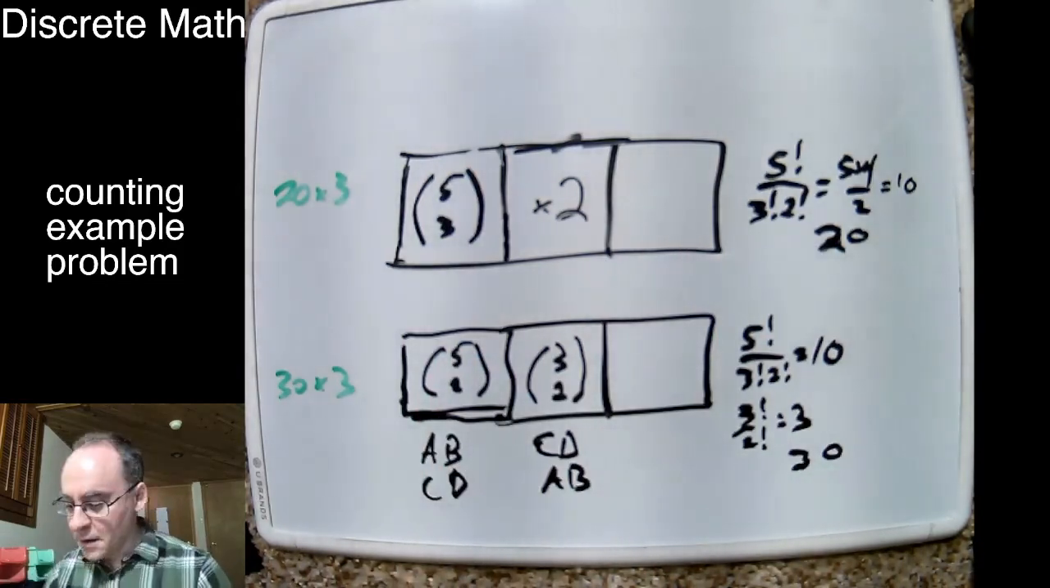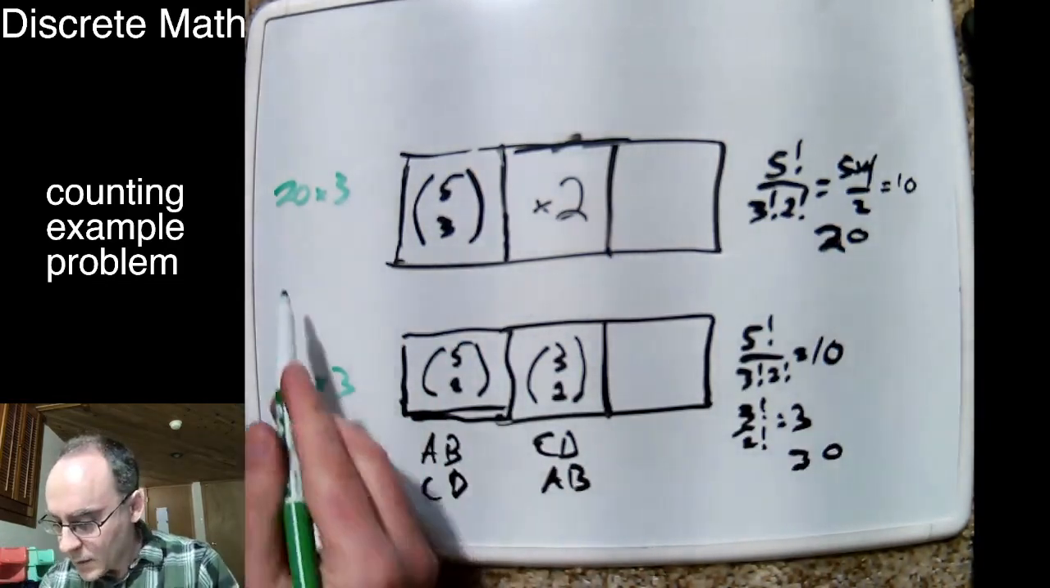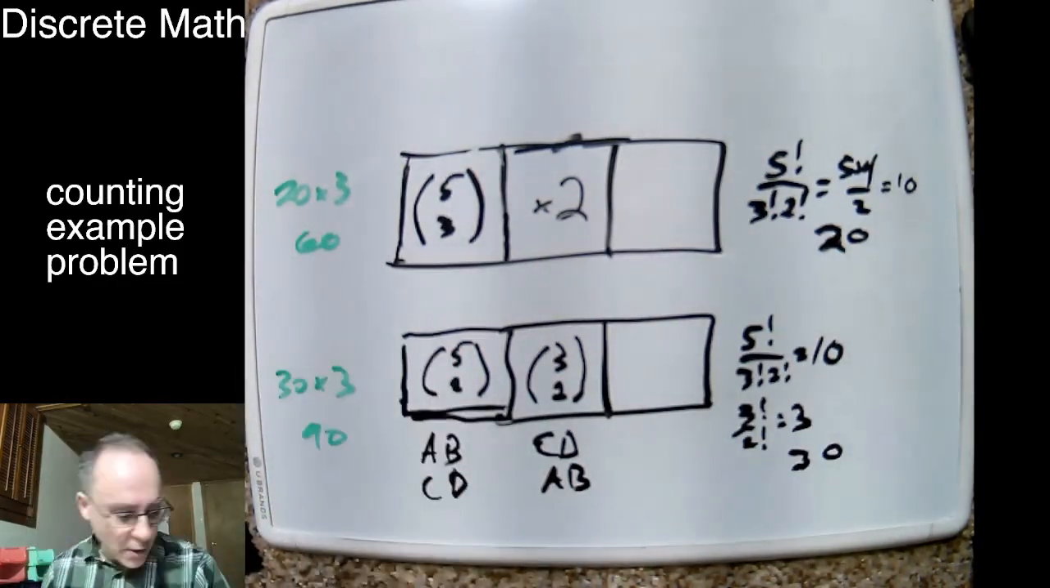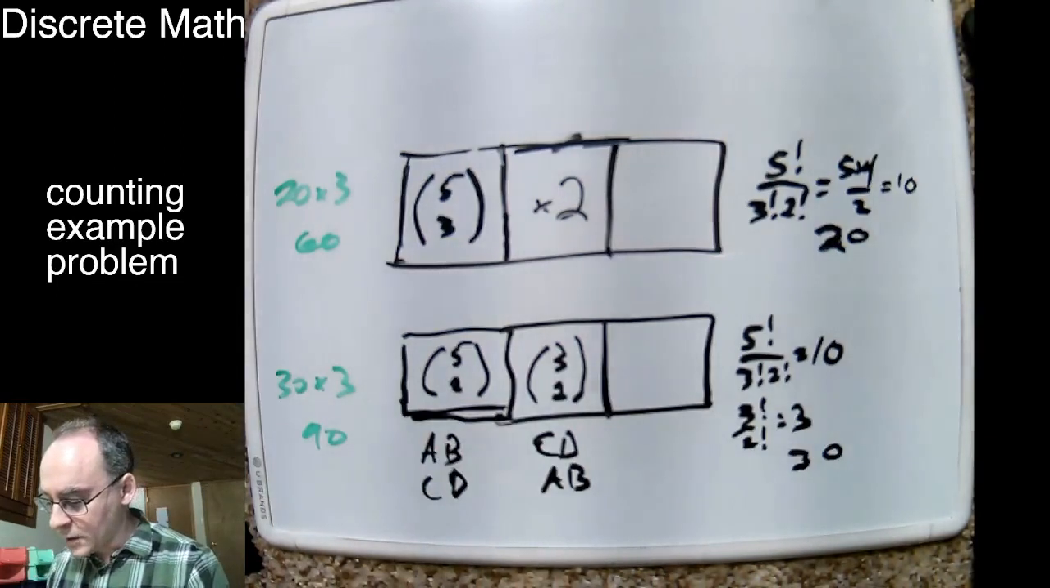So in the case of everything labeled, balls and boxes, then we have 20 times 3 is 60, 30 times 3 is 90. We have 150 total ways of distributing all those things.